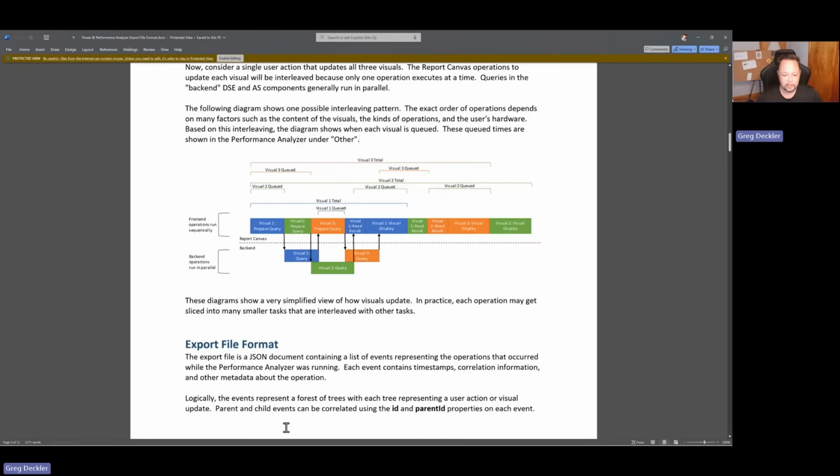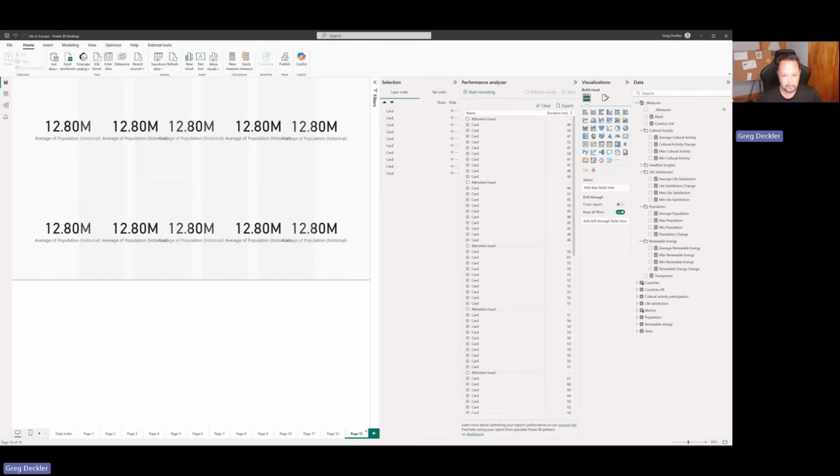Okay, so let's find this report right here. What's going on here, Greg? Here's what I did to tackle this. I wanted to see one visual, then two visuals, three visuals, four visuals, and I went all the way up to 10 with this.